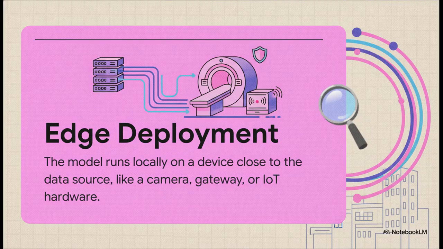Now, edge deployment, it's the total opposite. All of that number crunching happens right there, on site, on a local device. Maybe it's a special computer hooked right into the MRI machine. The key thing is, the data never even has to leave the hospital's private network.